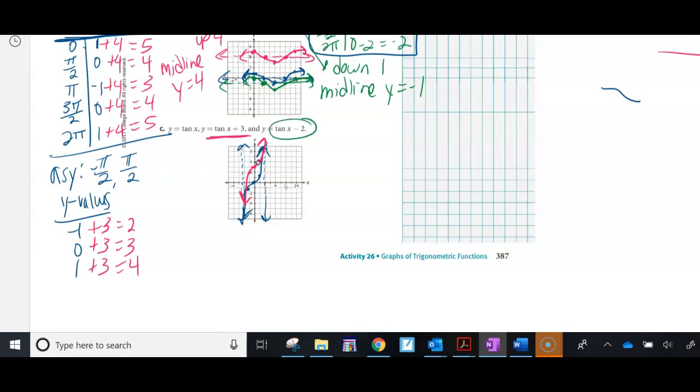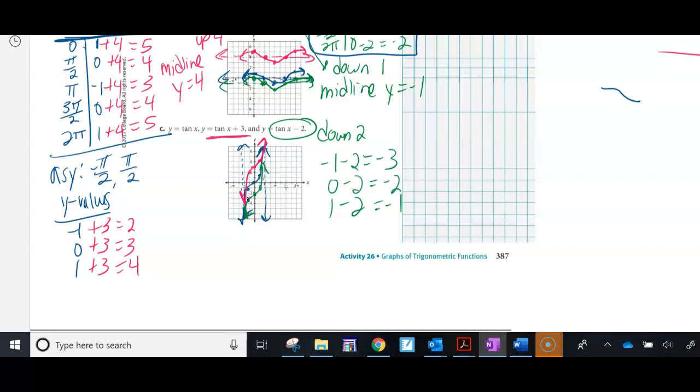Same thing with the minus 2, it's going to go down 2. So you're going to take your y values and subtract 2. And again, those asymptotes aren't changing. What would change the asymptotes is kind of that coefficient of x affecting the period.